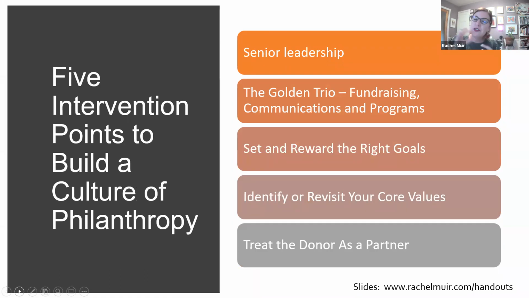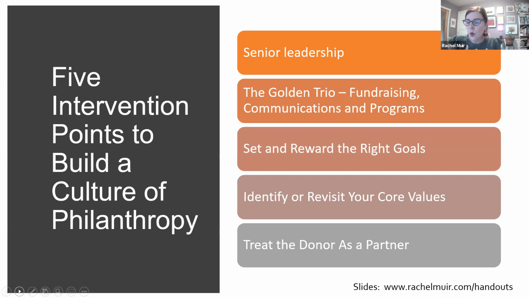So these are some intervention points where you can make changes to breathe air into these stale rooms, address some of these silos, and create a culture of philanthropy with your senior leadership, what I like to refer to as the golden trio: fundraising, communications, and programs. You've got to set and reward the right goals, and I'm going to be talking about doing that.